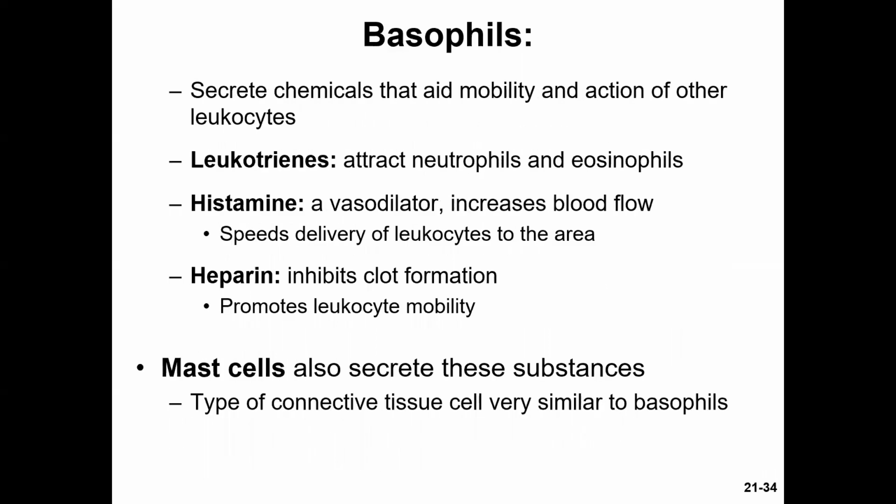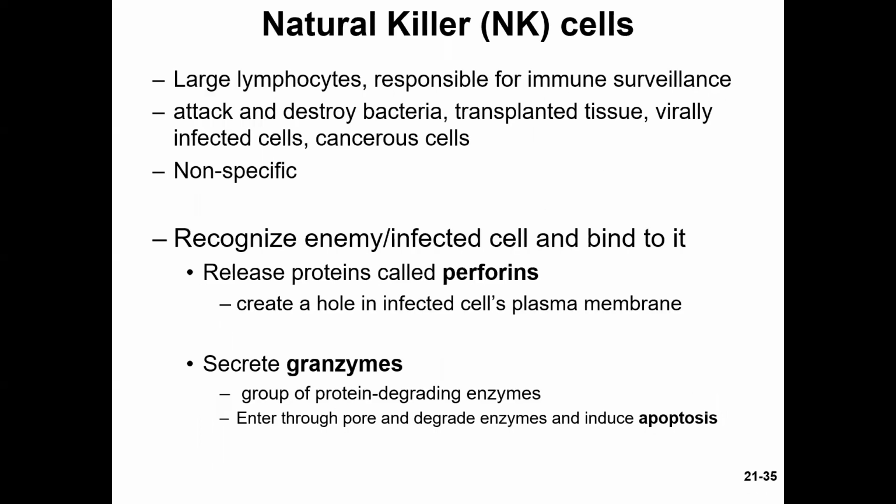Basophils secrete chemicals that aid mobility and action of other leukocytes. Leukotrienes attract neutrophils and eosinophils. Histamine is a vasodilator which increases blood flow and speeds delivery of leukocytes to the area. And heparin inhibits clot formation and promotes leukocyte mobility. Then we have mast cells. They also secrete these substances. It's a type of connective tissue cell that's very similar to basophils.